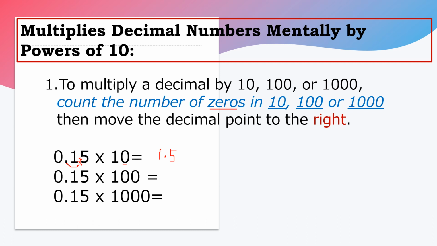Hindi mo na kailangang isolve. Next example, 1500 times 100. How many zeros do we have in 100? We have 2. So, anong mangyayari dun sa aking point 15? I-move ko ang decimal point ng dalawang beses kasi dalawang 0 ang nabilang ko.